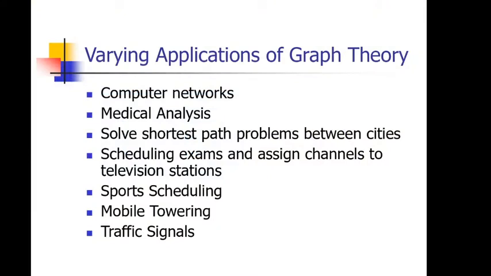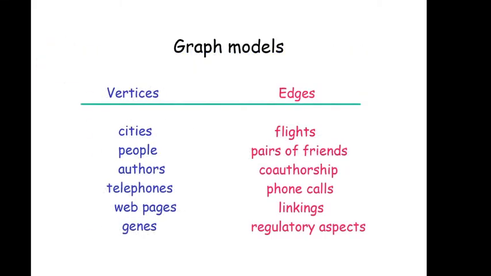Now let us see the varying applications of graph theory. Graph theory is used in computer networks, medical analysis, solving shortest path problems between cities, scheduling exams, sports scheduling, mobile towers and traffic signals. Let us see some examples of graph models. A network which consists of cities and flights can be compared with a graph. Cities represent the vertices and flights represent the edges.